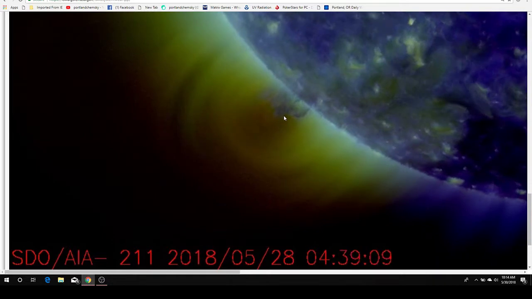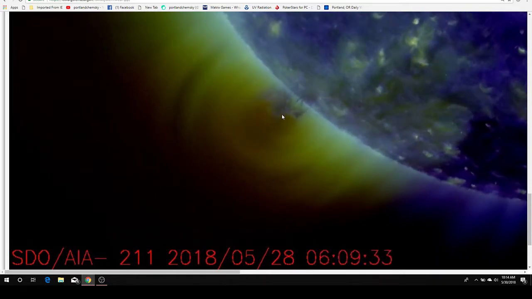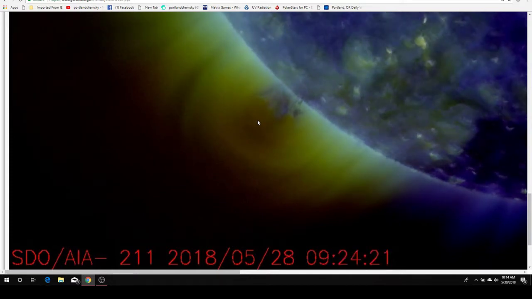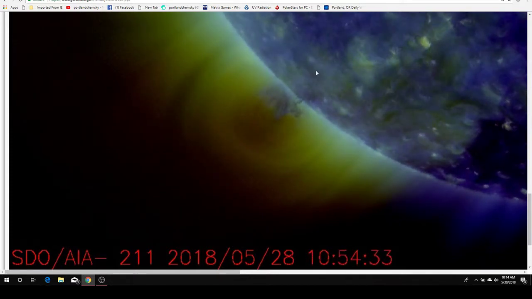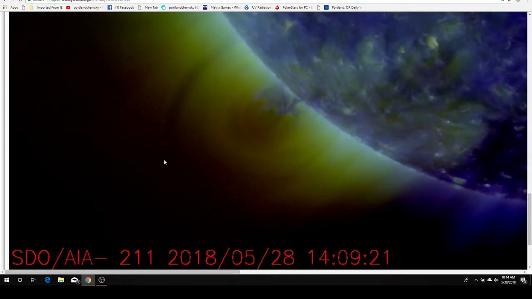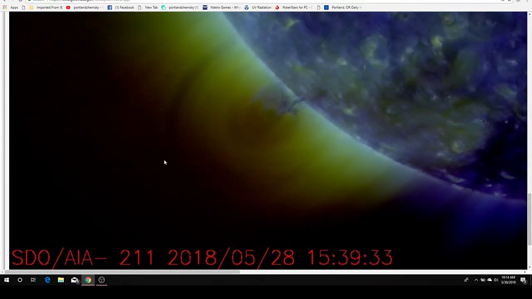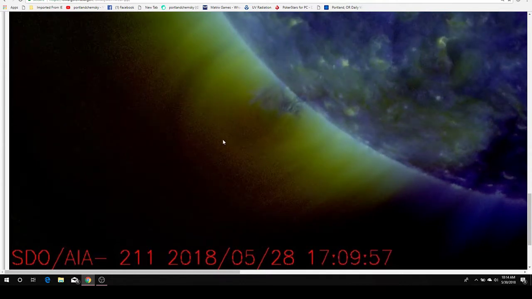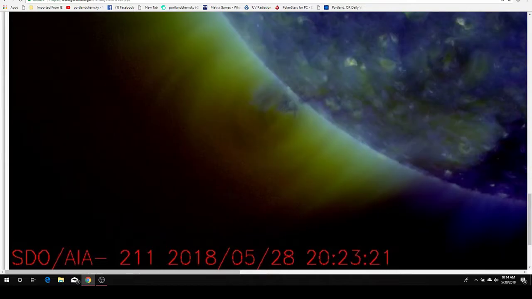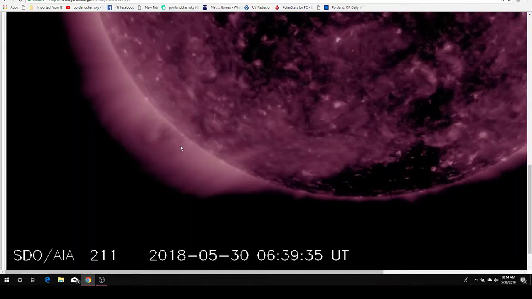Because as Dr. Albers says, it's an electrical universe more than a gravitational universe, and it gets pushed away. Protons and electrons, electrical energy. Which is very complicated to understand, let alone explain. Here's a 211 angstrom.